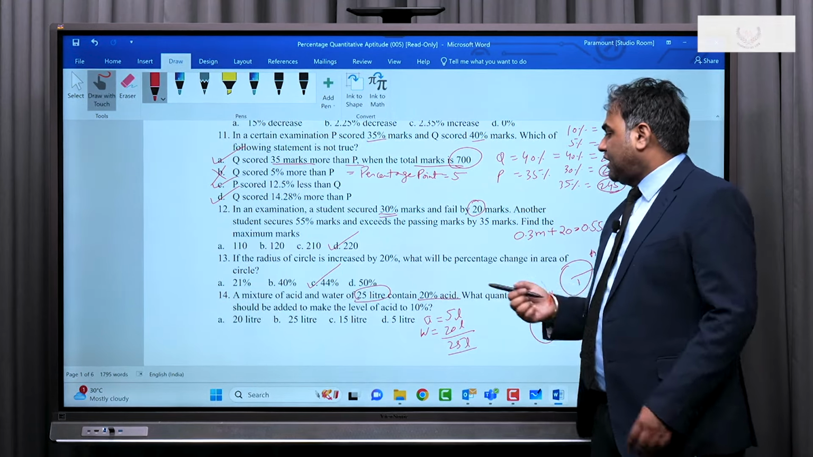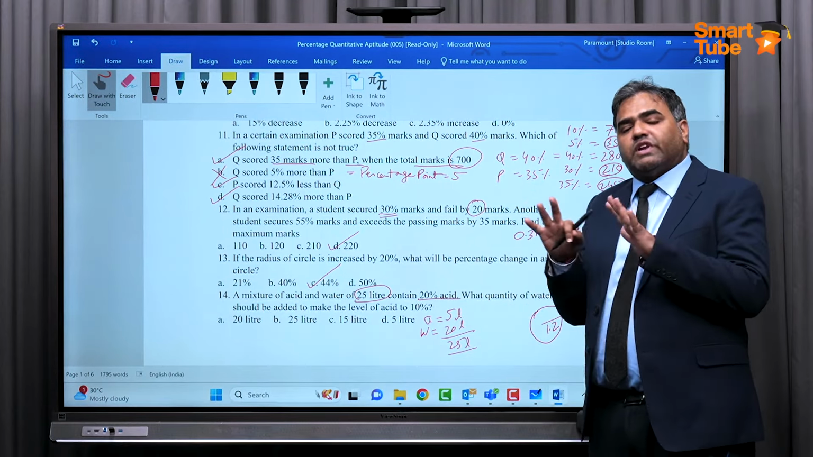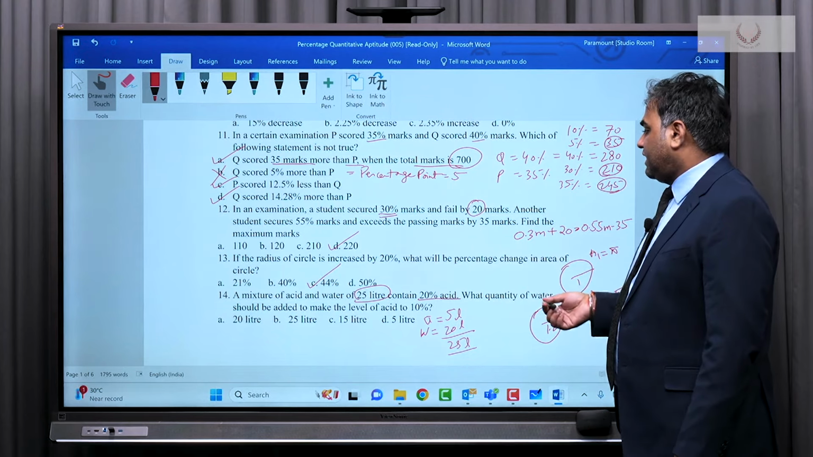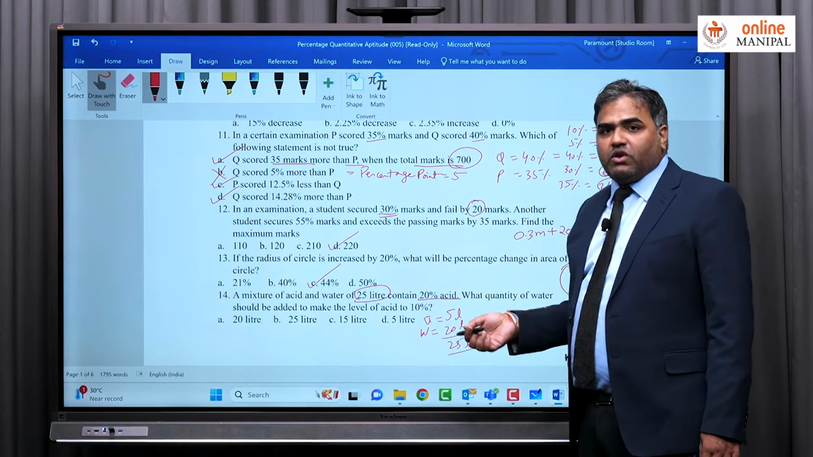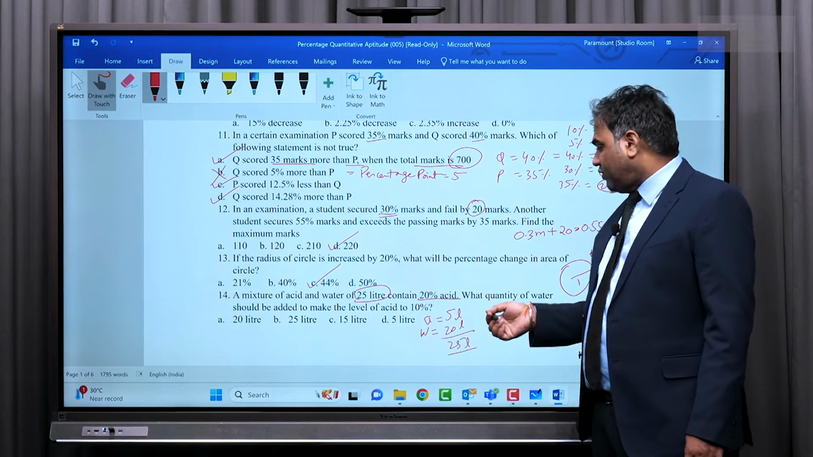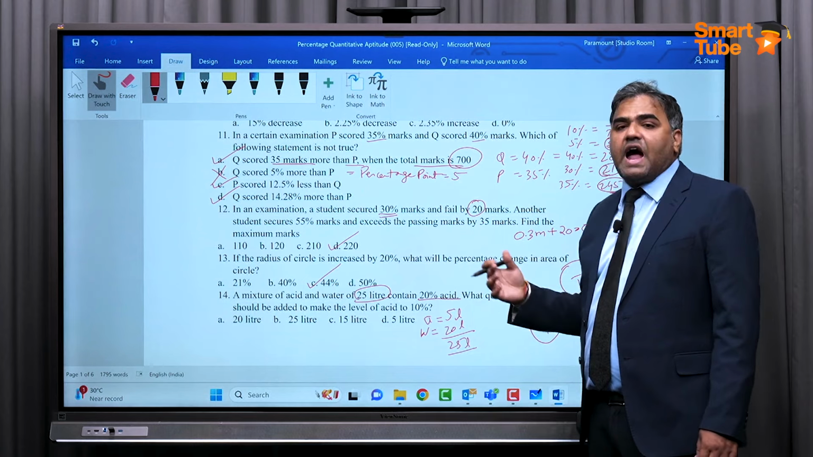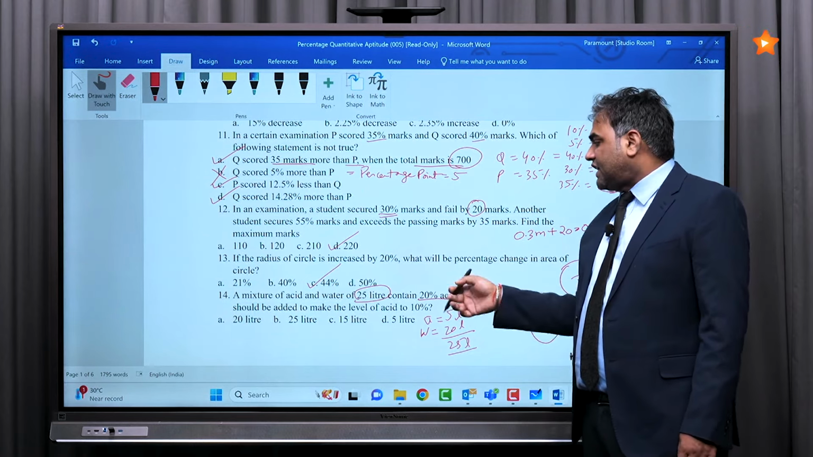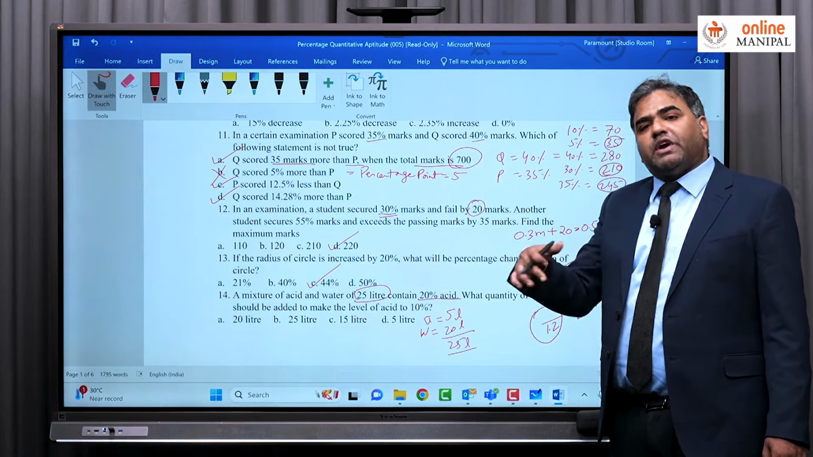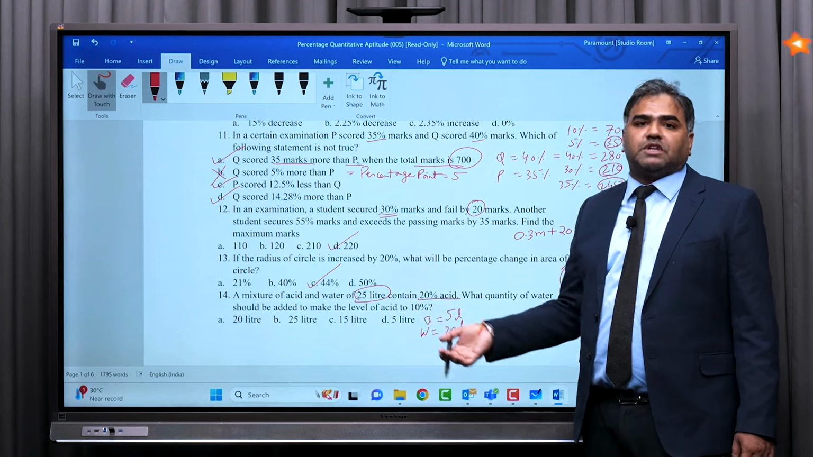If 20% is the acid, then the water would be 80%, because this is a mixture of only acid and water. What quantity of water should we add so that the level of acid becomes 10%? Right now I have a 20% acid mixture. The question is how much water should I add so that the percentage of acid becomes 10%? If the acid becomes 10%, automatically the water percentage becomes 90%.